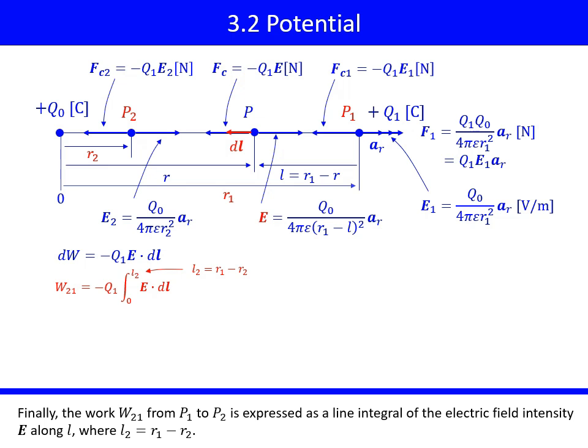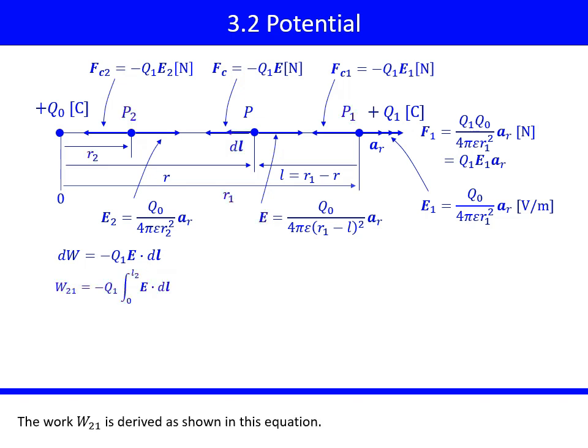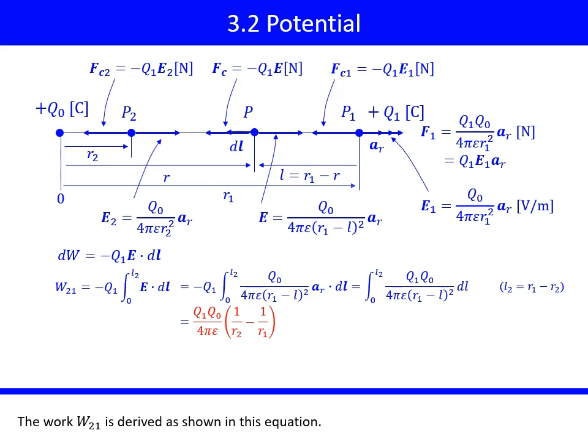Finally, the work W21 from P1 to P2 is expressed as a line integral of the electric field intensity E along L, where L2 equals R1 minus R2. The work W21 is derived as shown in this equation.